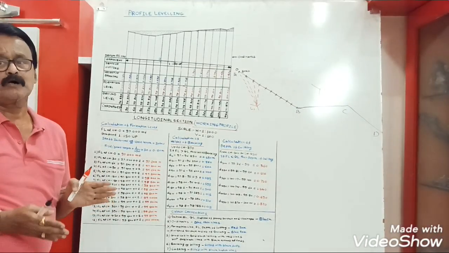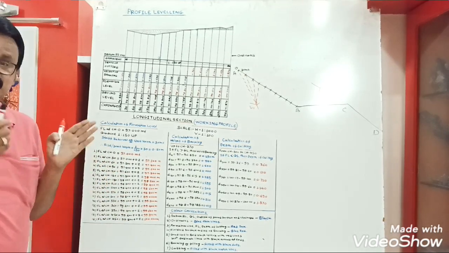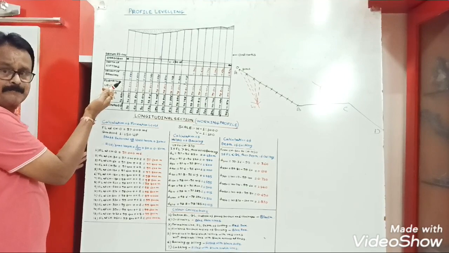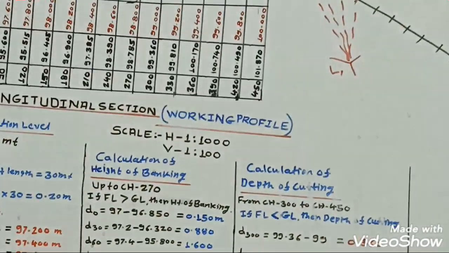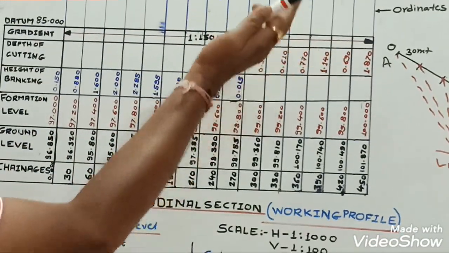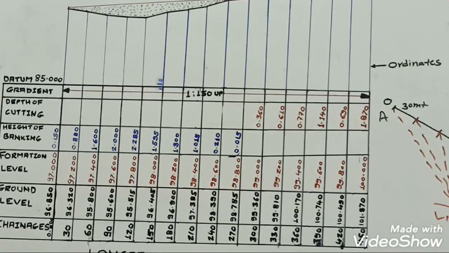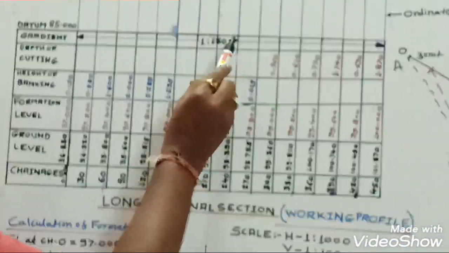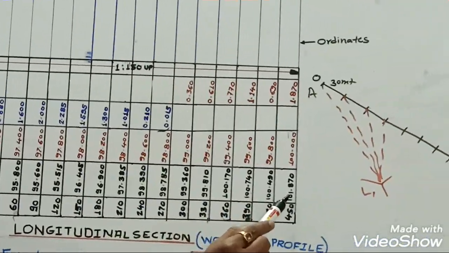Now, when any engineering project is ready, then we prepare the working profile for the construction engineers. And in this working profile, we give the formation level, height of banking, depth of cutting, and what gradient we have chosen for the construction of that road, railway, whatever it may be. Now, for this particular problem, we have considered a 1:150 rising gradient from chainage 0 to chainage 450.